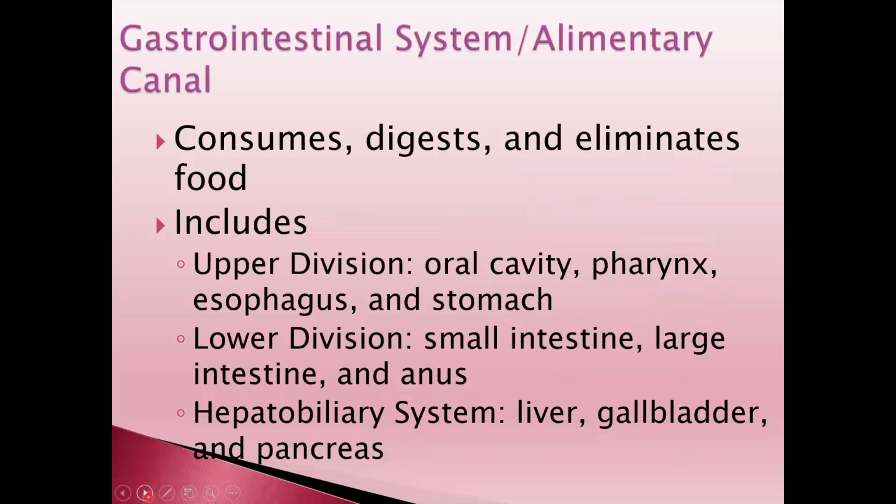Okay, so the gastrointestinal system is also called the alimentary canal. It consumes, digests, and eliminates food. It includes the upper division, which is the oral cavity, pharynx, esophagus, and stomach. The lower division, which is small intestines, large intestines, and anus. And the hepatobiliary system, which is the liver, gallbladder, and pancreas.